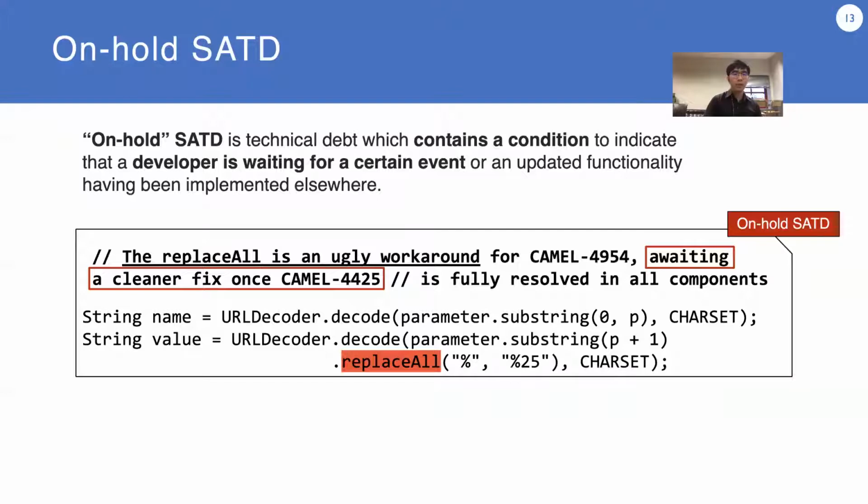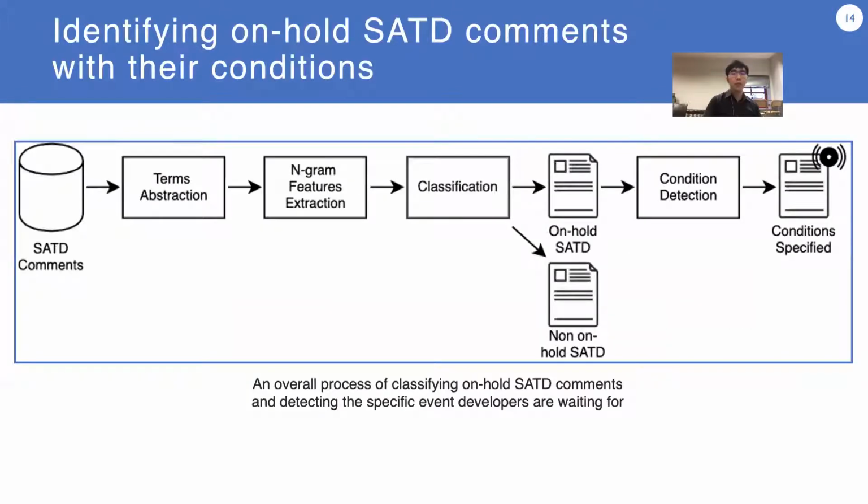From the last question, we define a new type of SATD called on-hold. On-hold SATD is technical debt which contains a condition to indicate that the developer is waiting for some event or update, or for functionality to be implemented elsewhere. This is the overall process of classifying on-hold SATD comments and detecting the specific event that developers are waiting for.